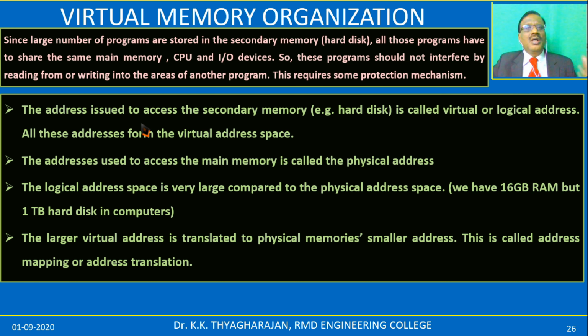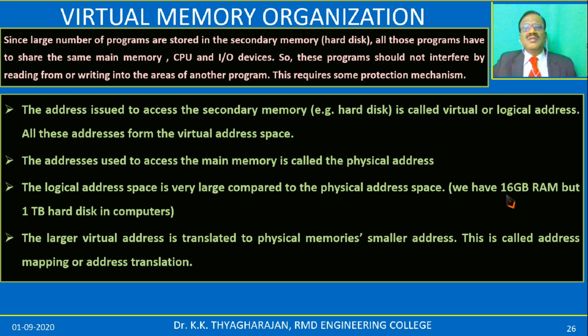The address issued to access the secondary memory, that is hard disk, is called virtual or logical address. All these addresses form the virtual address space. So you know that the virtual address space is very large. The addresses issued to access the main memory are called physical addresses, and all these addresses form the physical address space. The logical address space is very large compared to the physical address space.